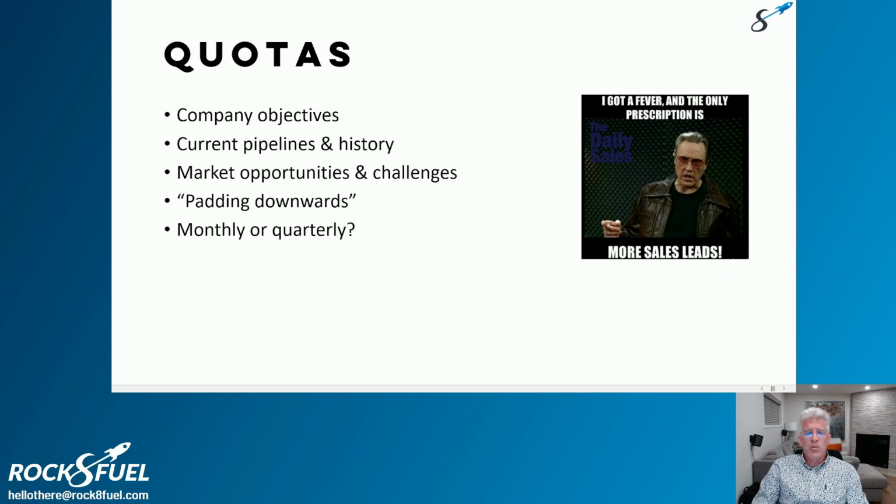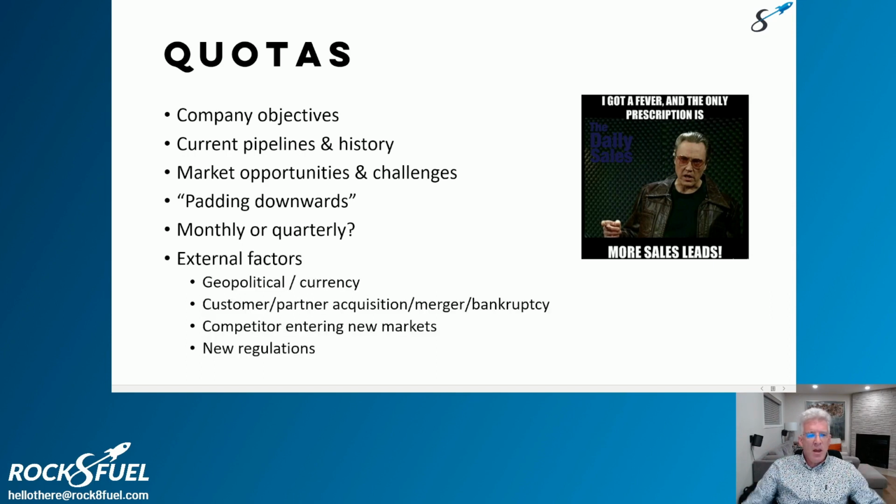Quotas can be set quarterly or monthly. It depends on your business model. Monthly, a common scenario would be a car dealership. Quarterly would be an IT tech giant like Cisco or Google, because that's how they're measured on the stock market. So it depends on where you sit. And also, like I mentioned, opportunities, challenges. You have a whole bunch of things that can affect how quotas are set.